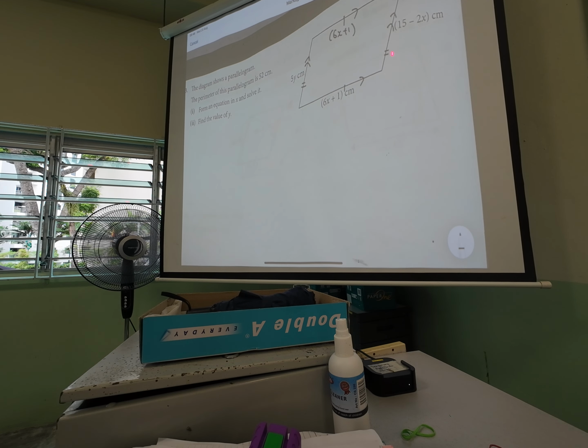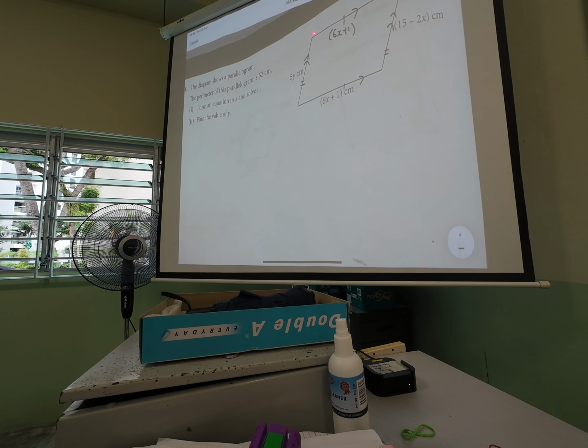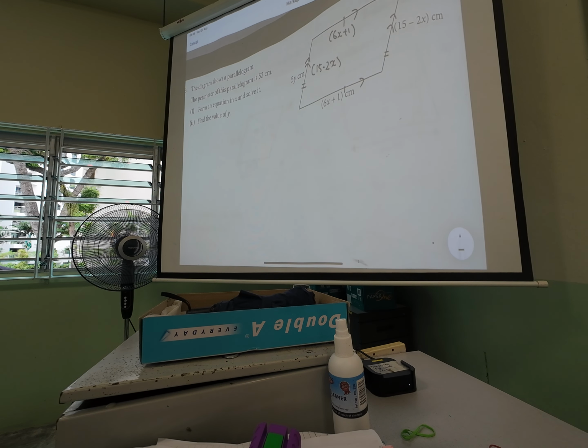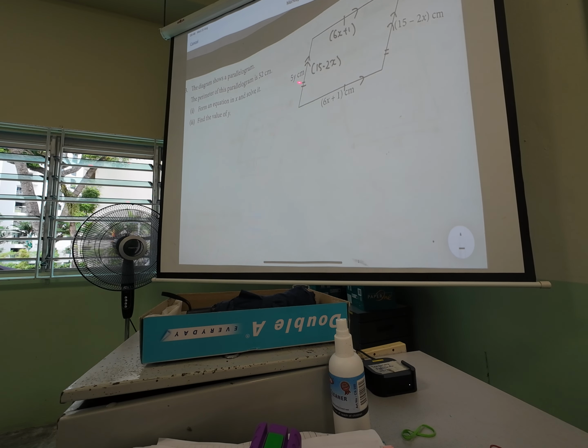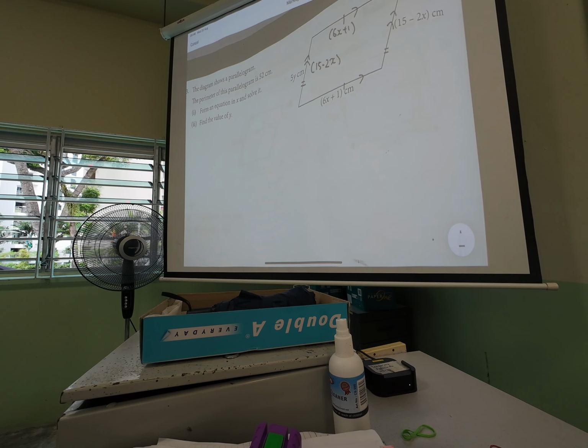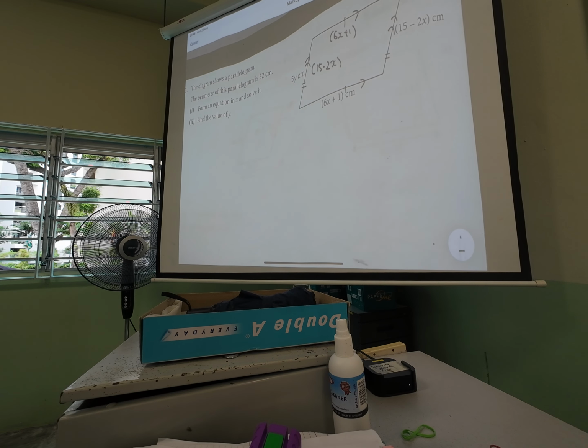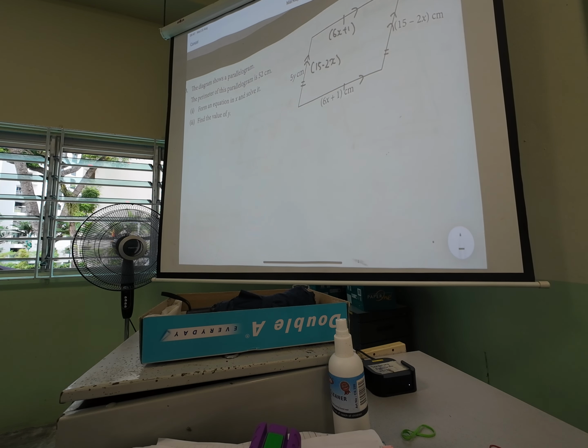And if this side is 15 minus 2x, this side is equal to 5y, but it is also equal to 15 minus 2x. These two sides are the same length. They can tell you it is 5y, but it is also the same, meaning 5y is the same as 15 minus 2x. Then the opposite sides are the same. Then they tell us the perimeter is 52.